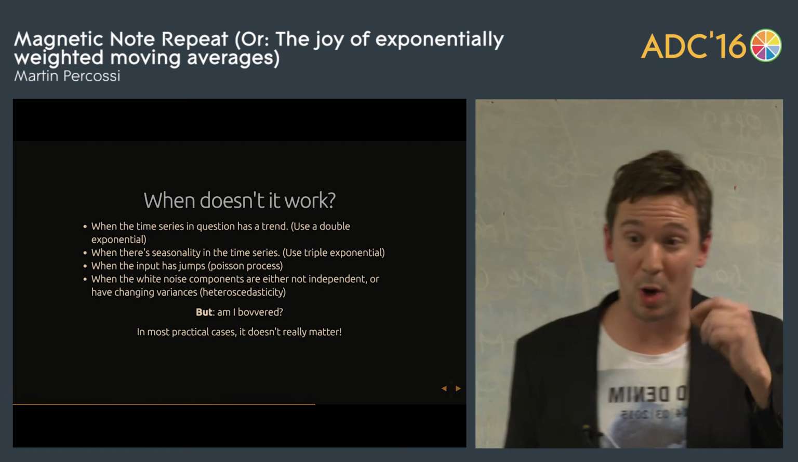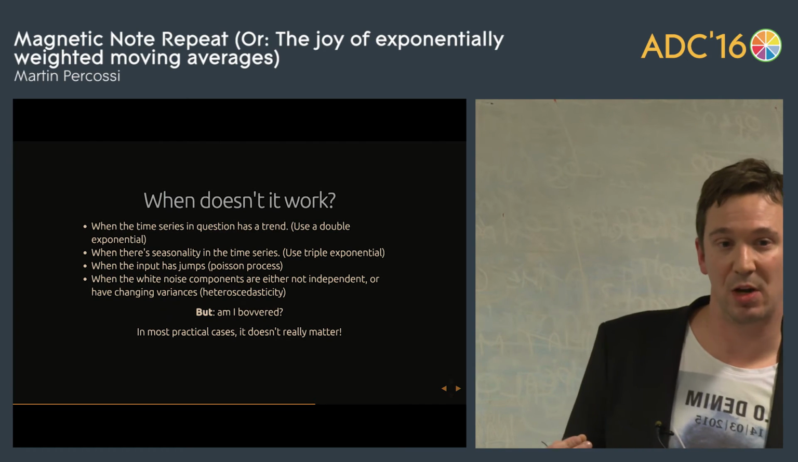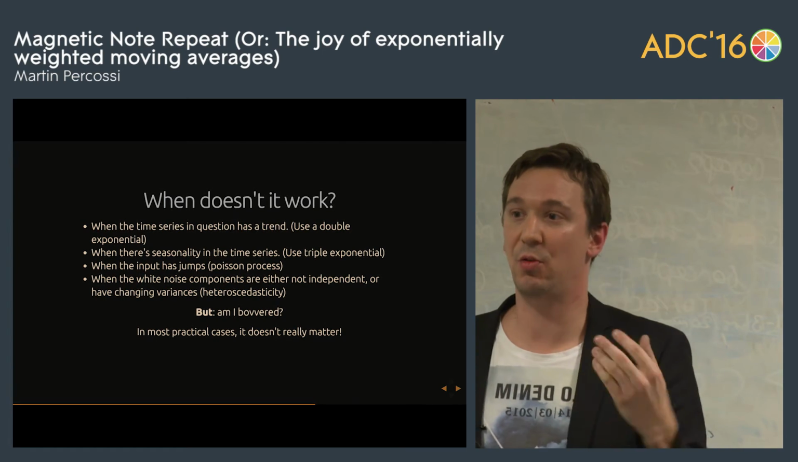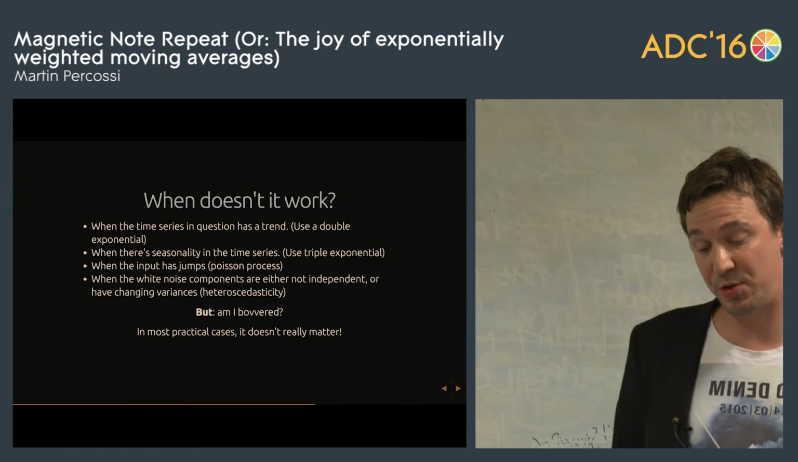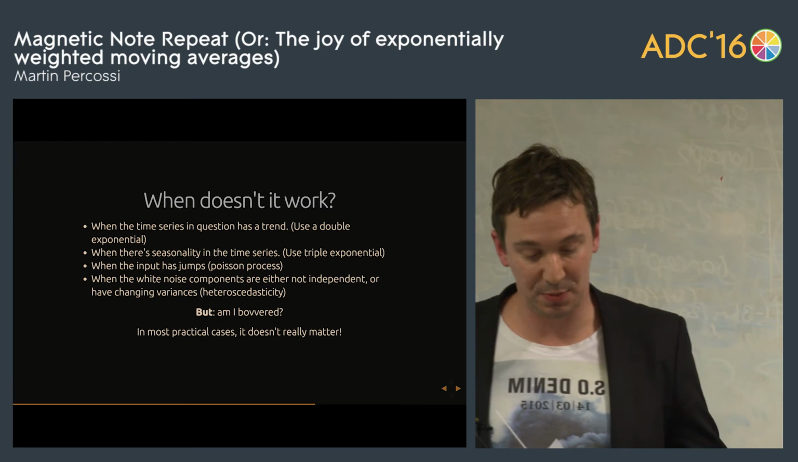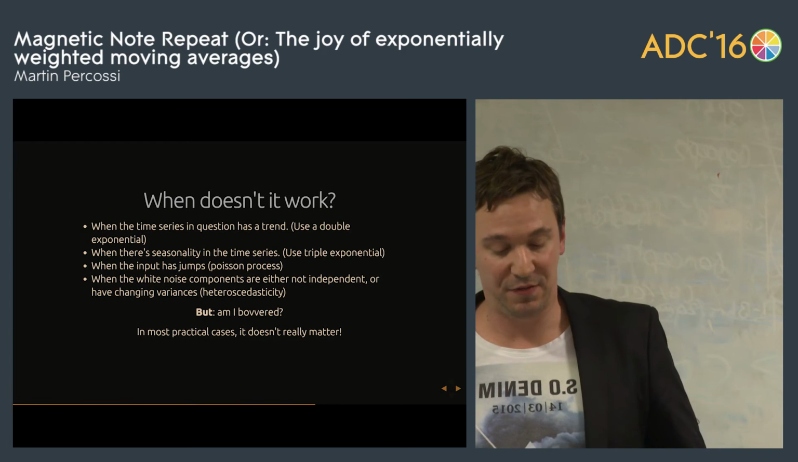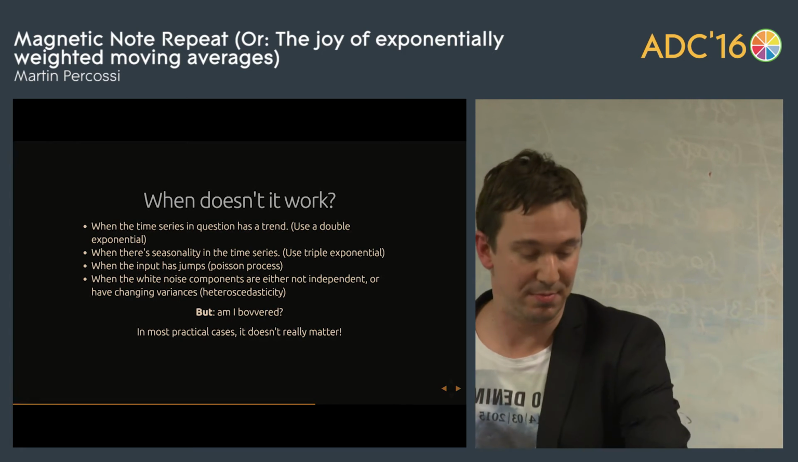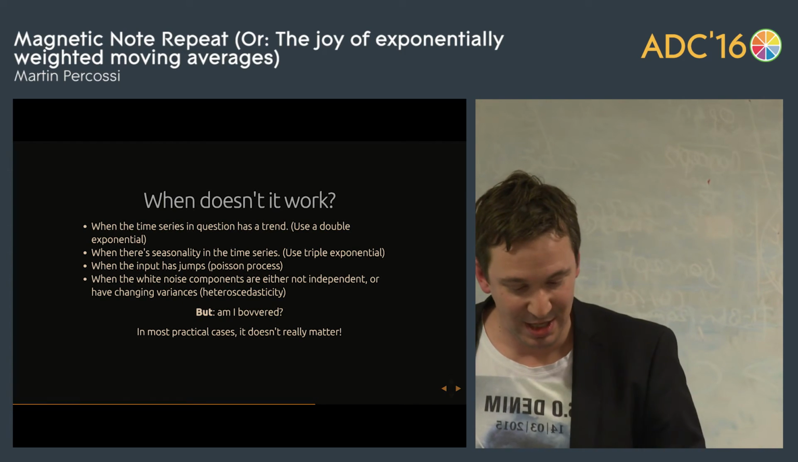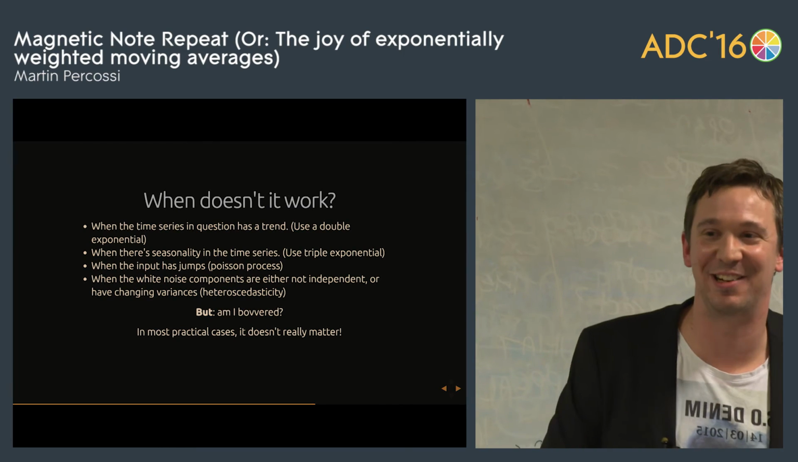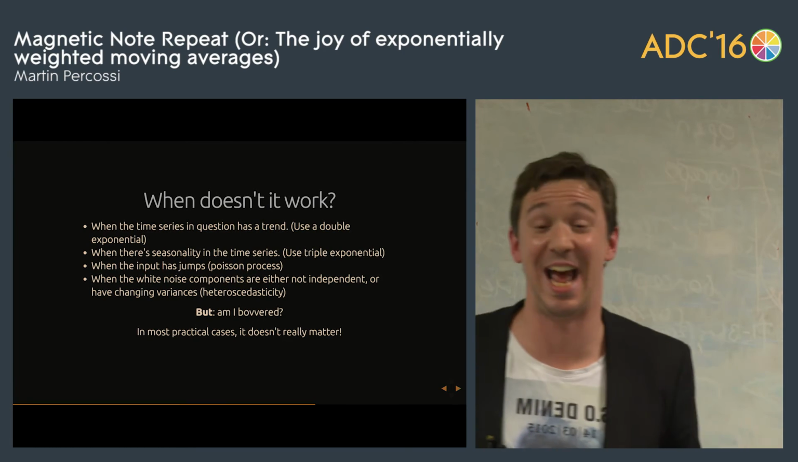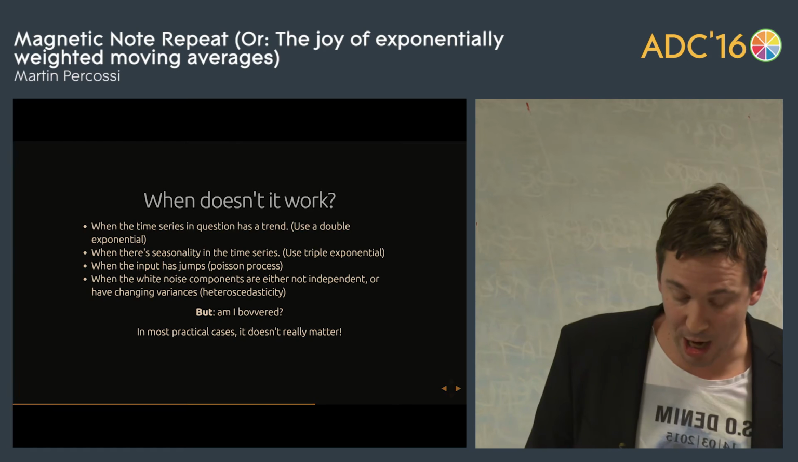And basically, one of those is going to try to estimate what the slope is, and the other one is going to continue estimating what the movement around that is, right? And so when there's seasonality in the time series, you use a triple exponential. And if the input has jumps, you're kind of hosed. Then you're in a different territory and you need different techniques to study things. It actually gets a lot more complicated.